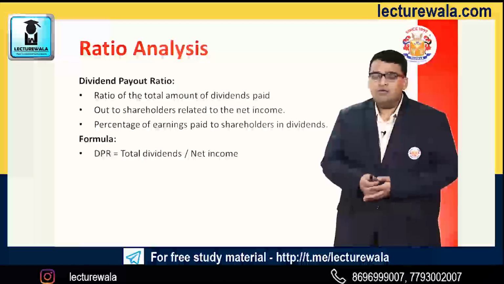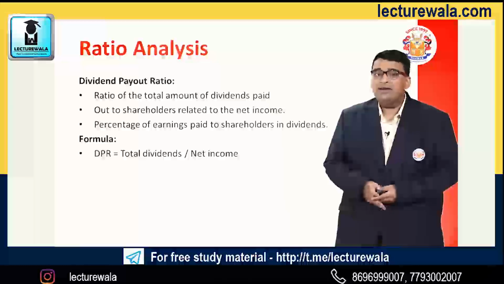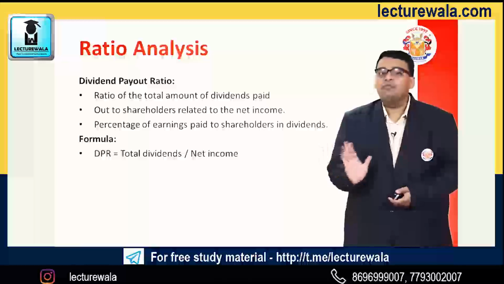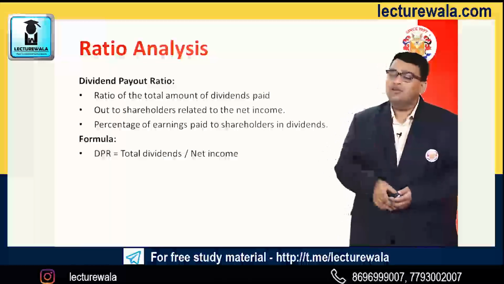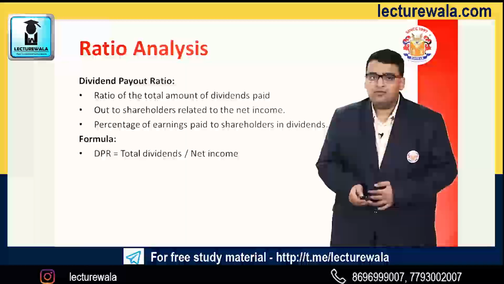Now if I look at the formula, dividend payout ratio is equal to total dividend divided by net income. That means as compared to my net income, how much amount of total dividend I have paid out to my shareholders, that will be depicted through this.